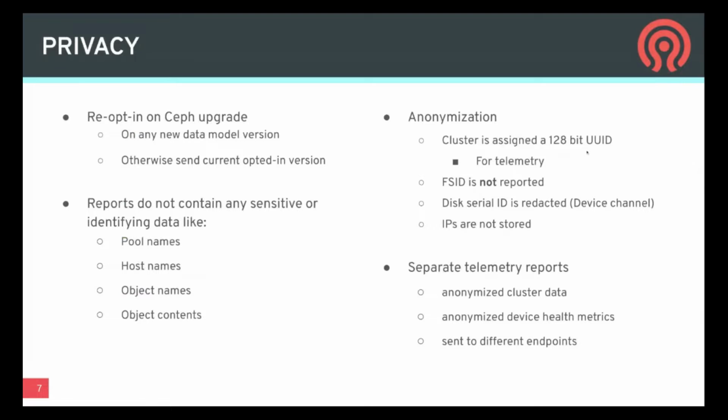So the cluster is assigned a random UID, which is specifically for telemetry. This is not the FSID of the cluster, and the FSID is not reported. We also remove the disk serial ID. It is redacted, and this is relevant for the device channel. And the IPs are never stored on the backend.